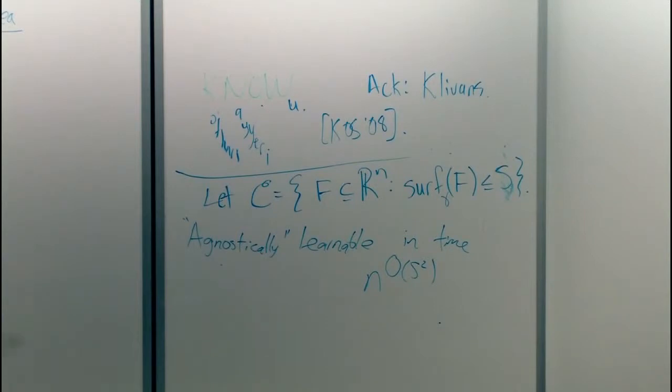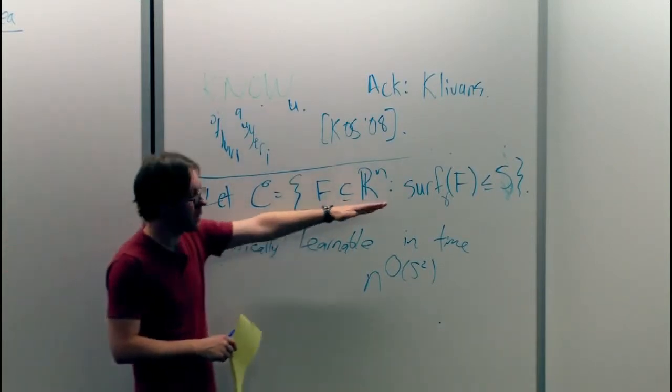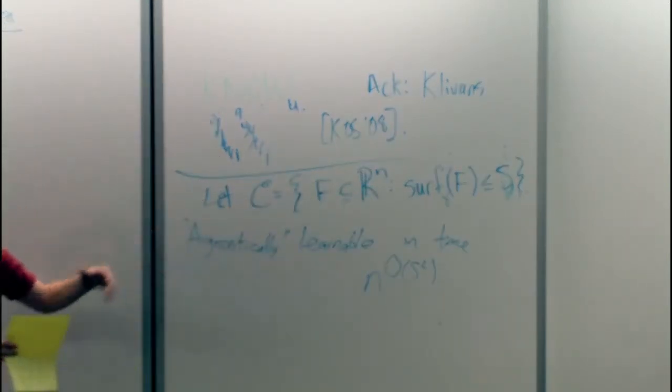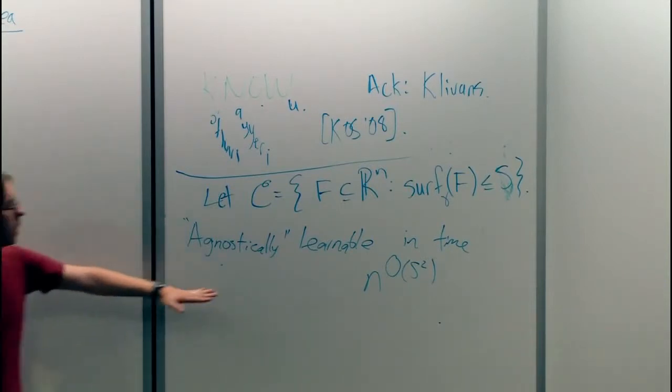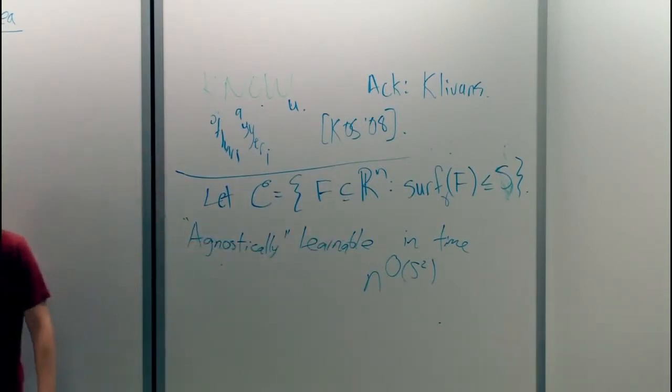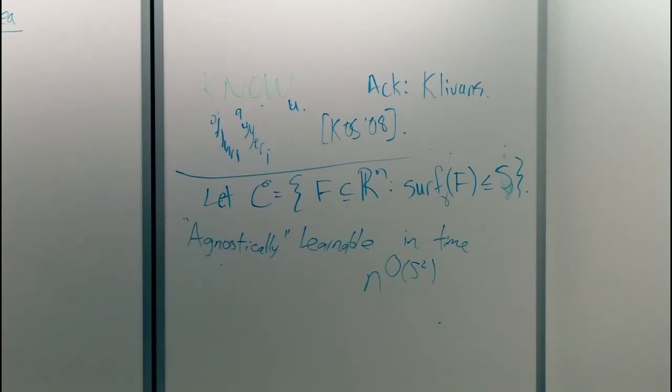And agnostically means that the set doesn't actually have to have surface area at most S. You can talk about non-convex things. Actually, the set of all convex sets is also interesting. They have surface area at most n to the 1/4. So that gives you a running time that's like n to the root n, sub-exponential even for them. But you can also get results for non-convex sets. What do you mean by learnable?